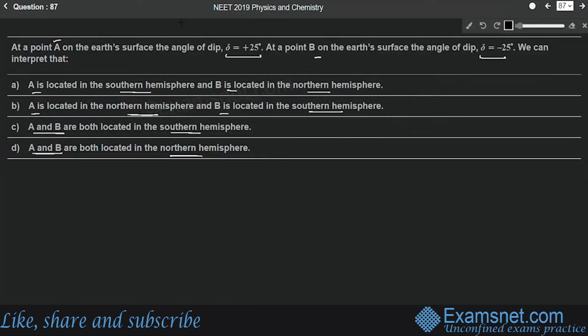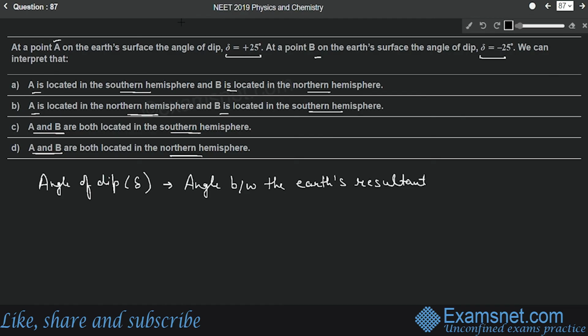First of all, what is angle of dip? Angle of dip, that is delta, is the angle between the Earth's resultant magnetic field and the horizontal. So it is the angle between the Earth's resultant magnetic field and the horizontal surface.